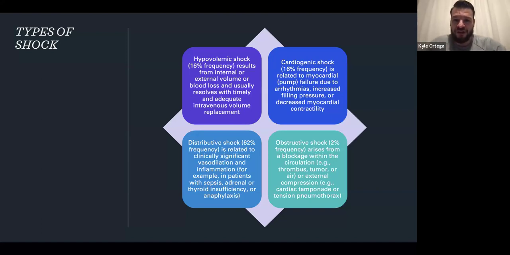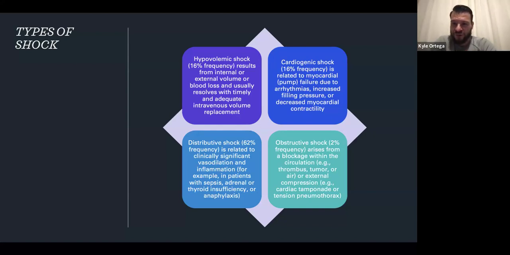Next, which is the most common, distributive shock. It's related to significant vasodilation and inflammation. It could be a septic shock, a neurogenic shock, or anaphylactic shock. So all those make up distributive shocks. That's probably why that's the most common.